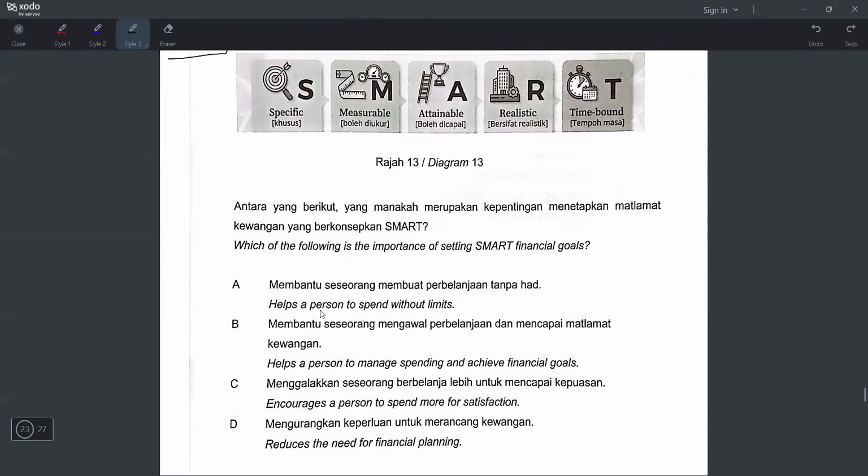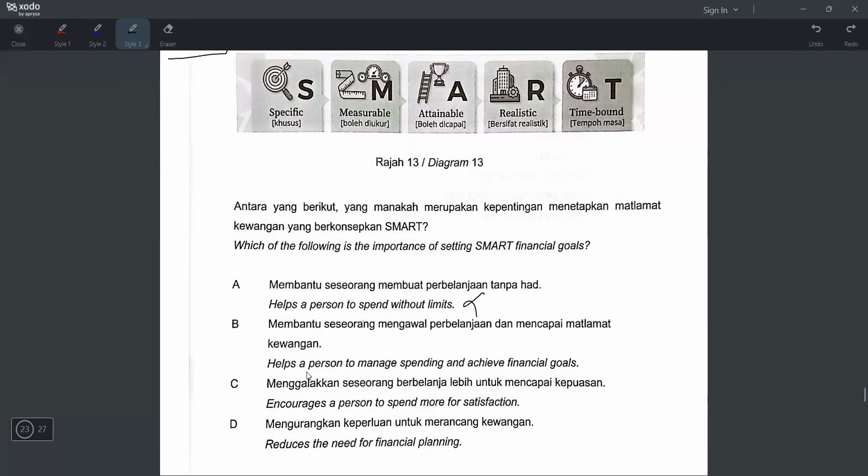Okay, A, helps a person to spend without limits. Are you serious? No. A, the SMART approach is to help you manage wisely, so that your goal is specific, is measurable, is attainable, is realistic, is time bound. Not for you to spend without limits. Okay, if it's to help to spend without limits, you don't need to be smart in your spending. You don't need to know about whether it's measurable, whether it's time bound, realistic. Yeah, so this is wrong.